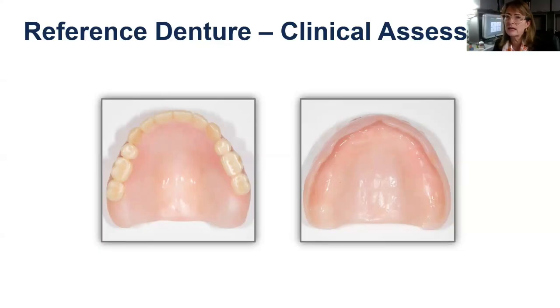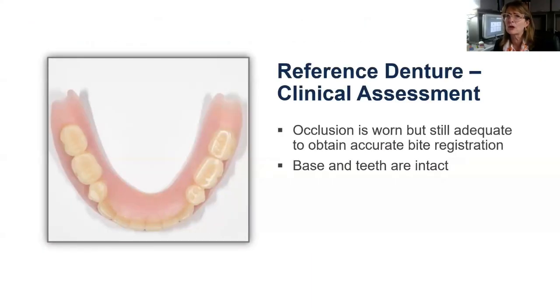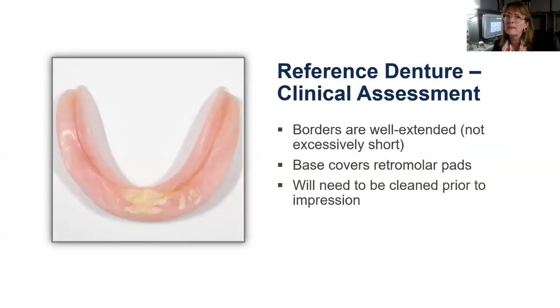So this denture is in relatively good shape. It's fully intact. It's not broken. All of the teeth are in place. Mandibular arch, the same sort of thing, right? Everything is intact and looks like it's in pretty good shape. You do want to make sure that the borders are well extended. You don't want them to be real short. You could potentially add some compound stick to it to create a border, to extend it, to then take a wash impression inside of that. That's also an option.